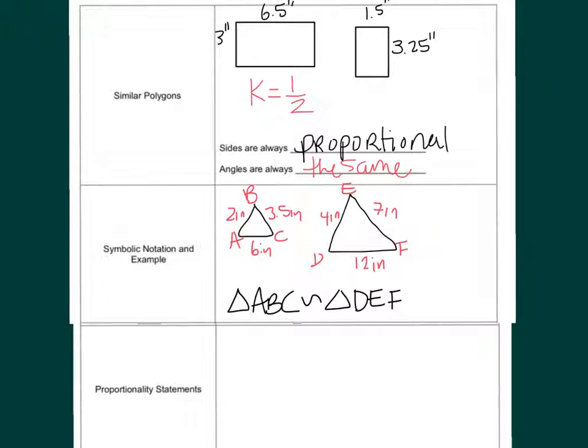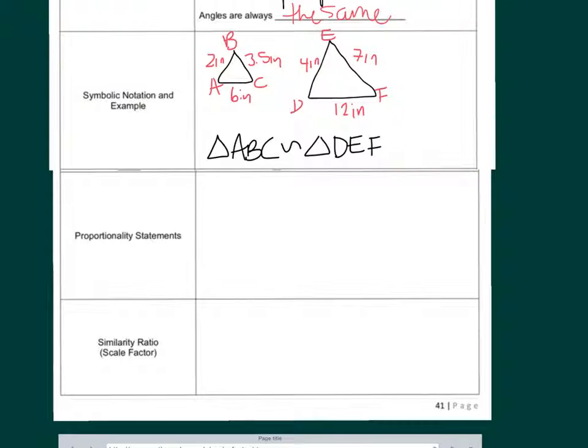So using the example that we just created, let's write some proportionality statements. For example, just like we said that AB had a relationship with DE, we can write that AB over DE has a relationship in the same way that BC had a relationship to EF. So BC and EF. And then our last one is AC and DF.